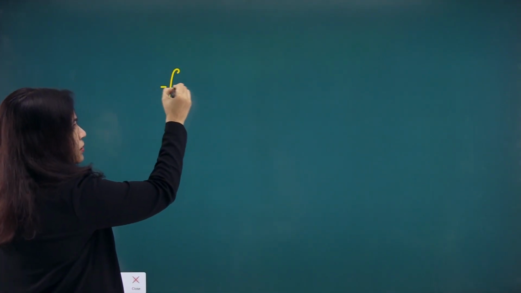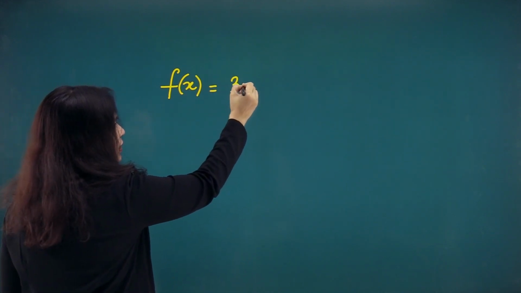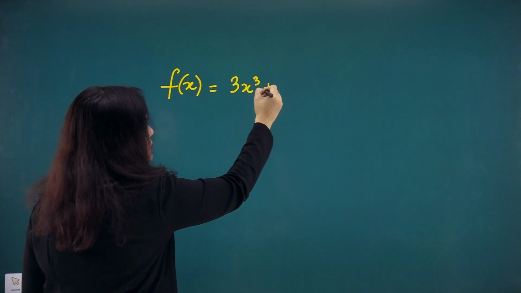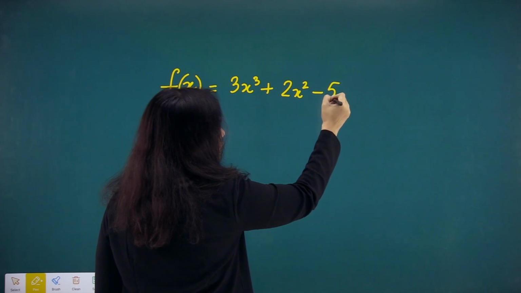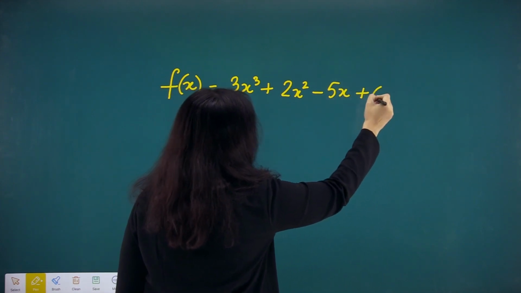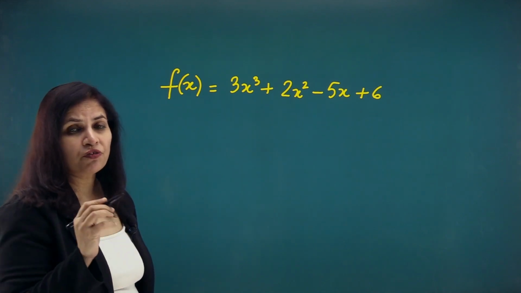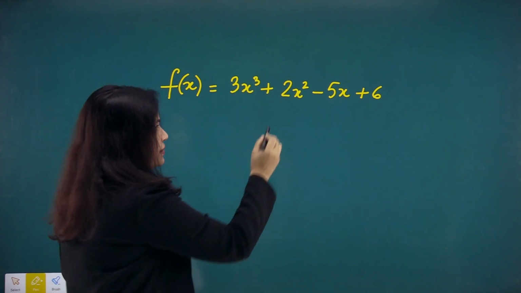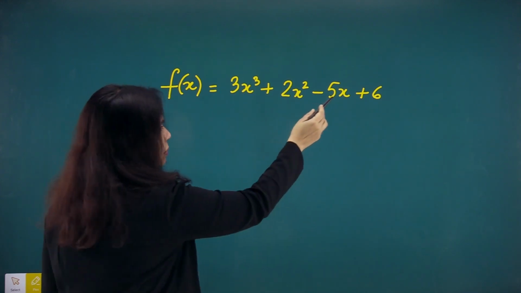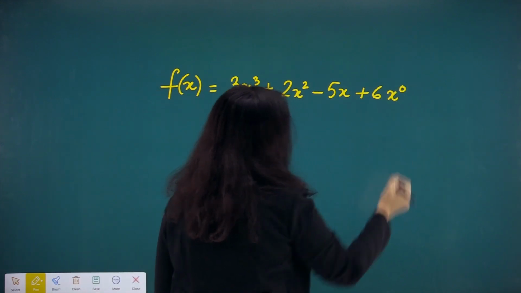Let us start with an example to make you understand polynomials better. Suppose we have a polynomial f(x) as 3x cube plus 2x square minus 5x plus 6. I have written this polynomial in decreasing power of x. As we can clearly see, the highest power is 3, then we have power 2, then power 1, and then we have 6 with x raised to the power 0.